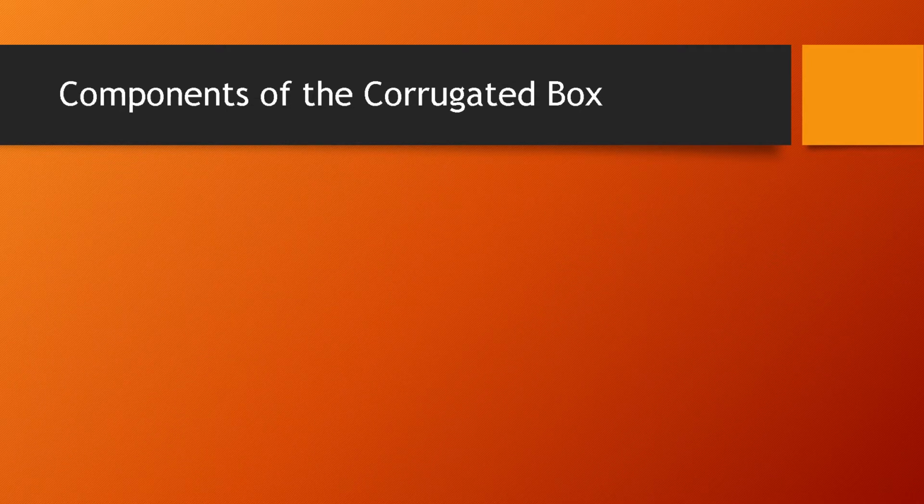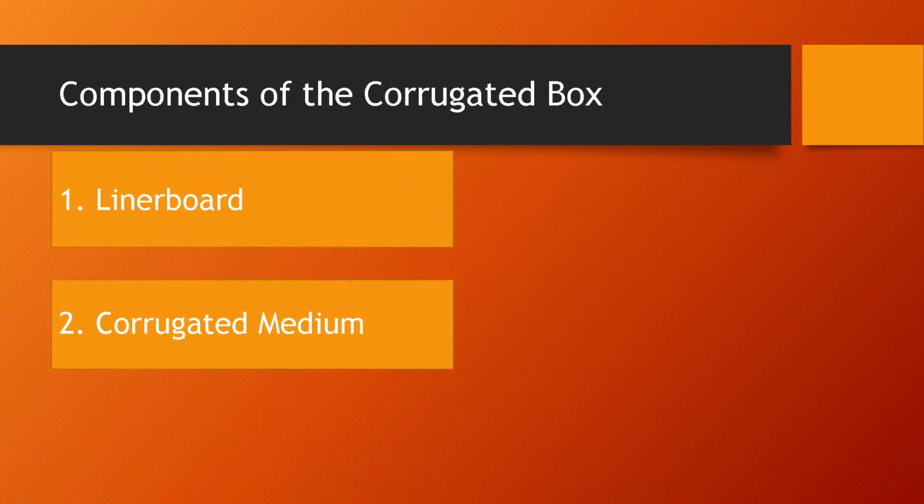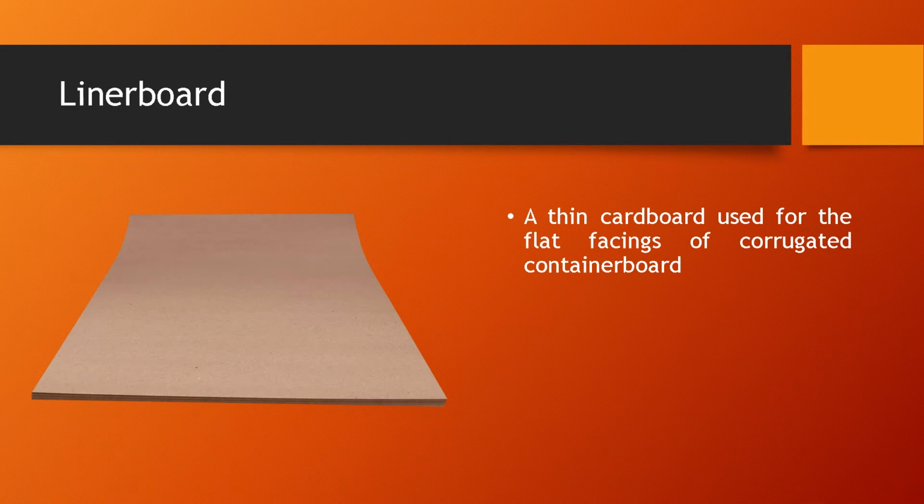So what are the components of the corrugated box? Number one is the liner board and the corrugated medium. A liner board is a thin cardboard used for the flat facings of corrugated container board. The function of the liner board is to resist hazards like puncture, burst, abrasion, and tear. It also resists moisture or water, either outside or inside, depending on the nature of the product packed.